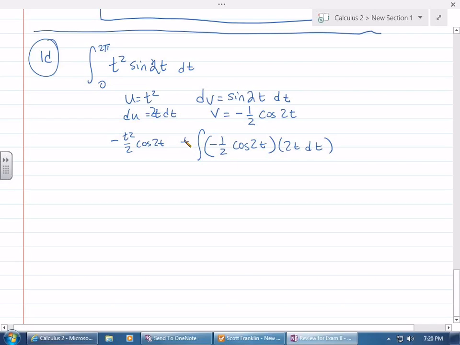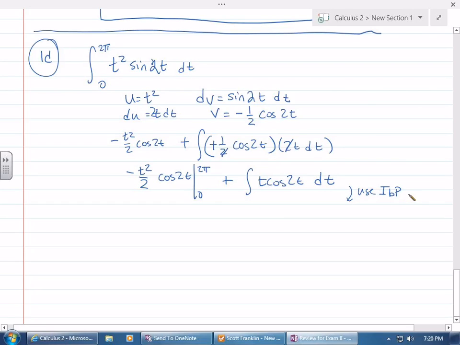So this minus and this minus make plus, this 2 cancels with this 2, and so what I end up with is t squared over 2 cosine of 2t, I left off the 0 to 2 pi part, plus the integral of t cosine of 2t dt. And so now because I can't just integrate this directly, I would use integration by parts again.